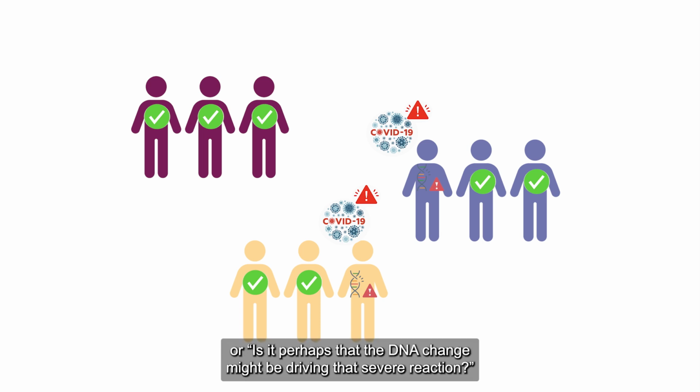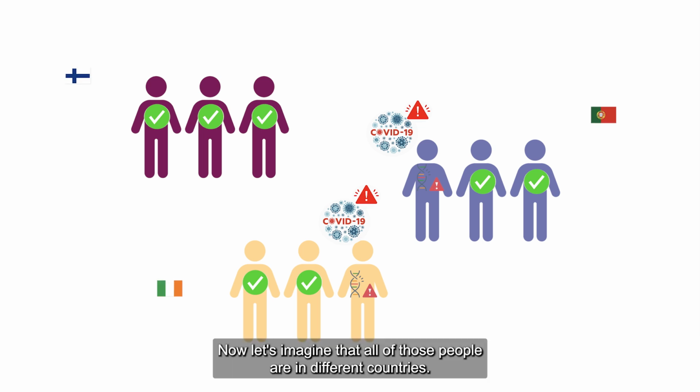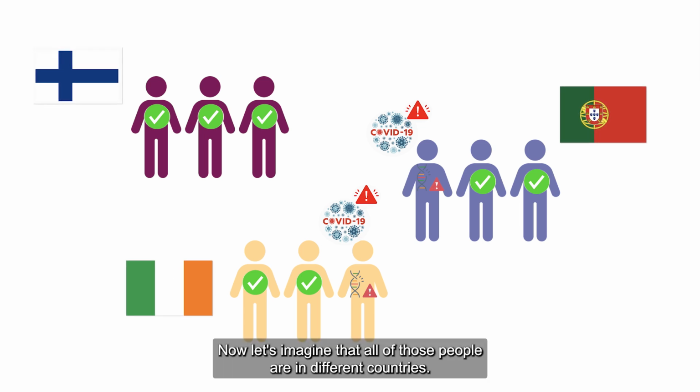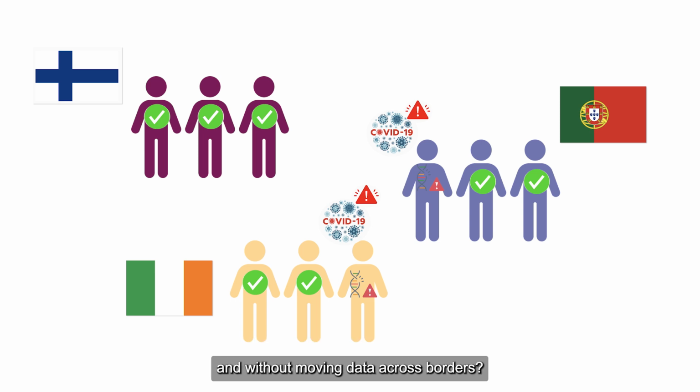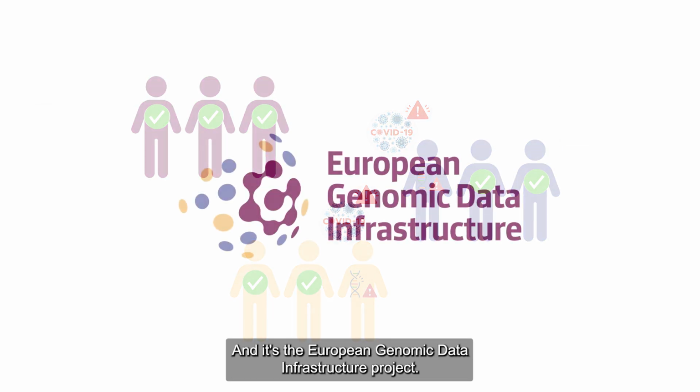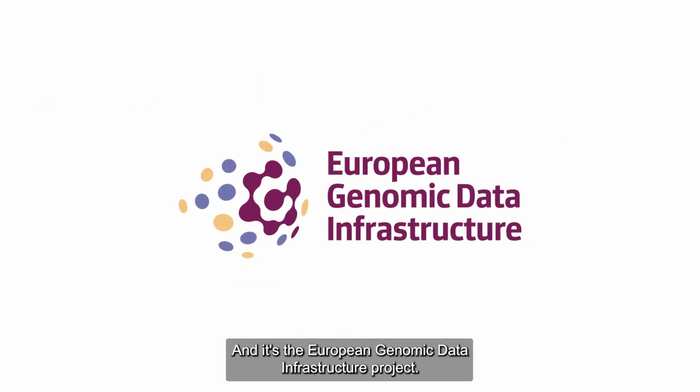driving that severe reaction? Now let's imagine that all of those people are in different countries. How could a user gather information from multiple countries at once, quickly, without moving data across borders? I think we know the answer, and it's the European Genomic Data Infrastructure project.